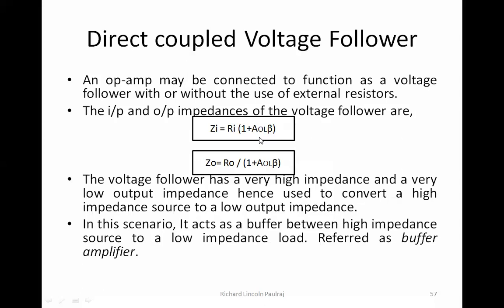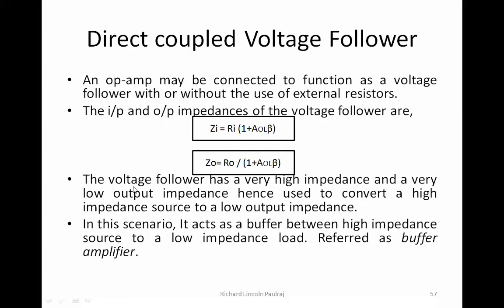Right? Okay. Fine. So this is your input impedance, output impedance. Take a note of it. So it's dependent on the input resistance times 1 plus gain into beta. Beta is the characteristic of your op amp. Generally, we take it as 1. Z naught is equal to R naught, the output resistance, divided by 1 plus AOL into beta.